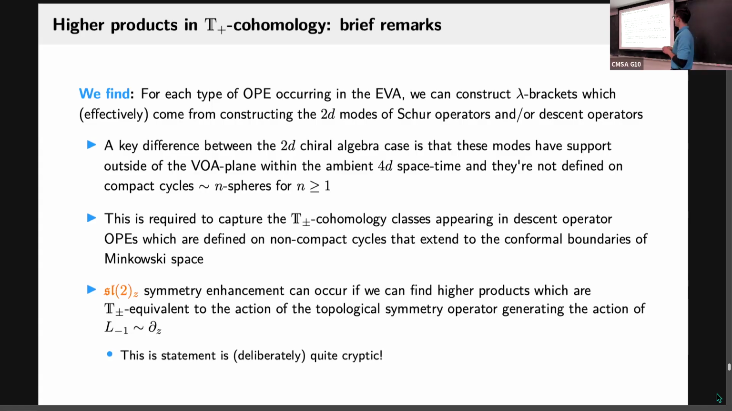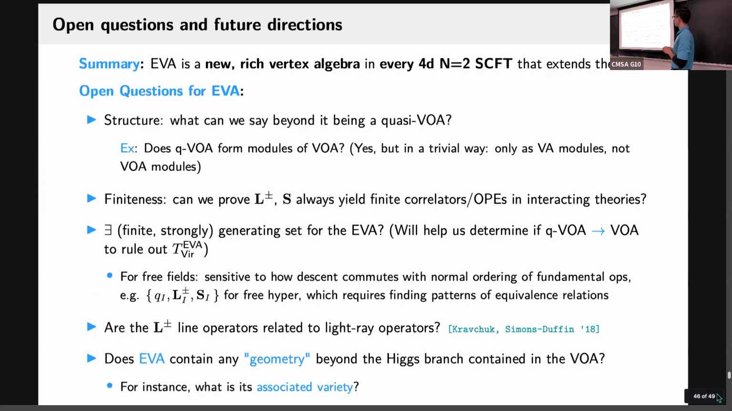But let me conclude here with some open questions and future directions for where we want to take things and some of the things that are on our mind. So just to summarize real quick, I've hopefully convinced you that this extended vertex algebra is a new rich vertex algebra in every 4D N=2 SCFT that extends the VOA of Schur operators. And some open questions are the following. In terms of the structural properties of the EVA, we really want to be able to say something about it beyond it being a quasi-vertex operator algebra.